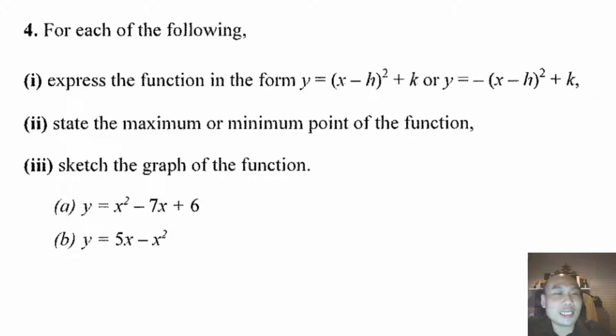Hello students, so here's assignment 3.4 where our focus is now to sketch the various quadratic functions. So let's go. Right, so here's the first one that I ask you to attempt.